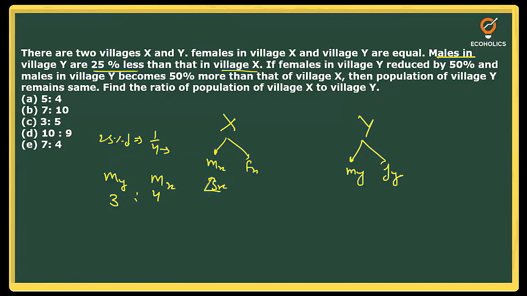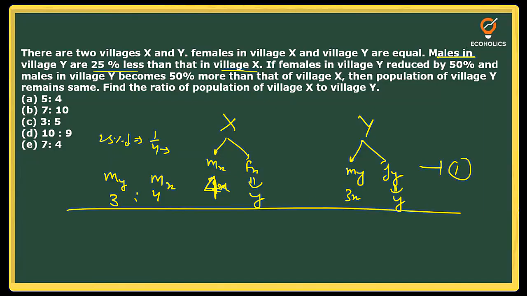Oh, sorry. This is 4x. So this is 3x. And female are equal. Let's say female is y here. So female will be y here. This is given initially. This is the first case. Okay. Now next one. After this, what happens?